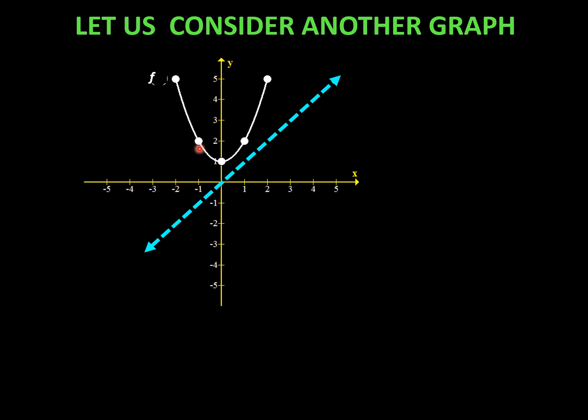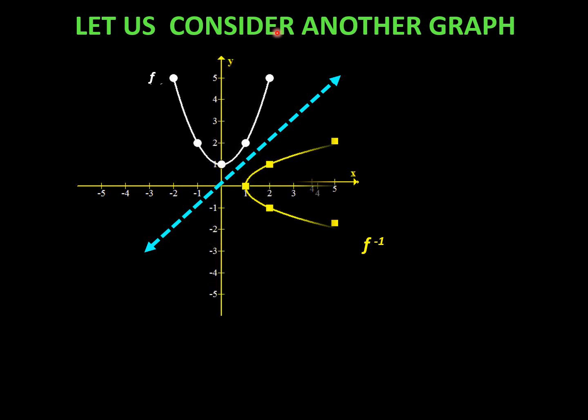So let's plot those points, and we can just check some of them. There we have it. There I have (-1, 2), so I need (2, -1). There I have (-2, 5). I need (5, -2). So that's the inverse of that relation. Let's just join those points, and there we have it, right?